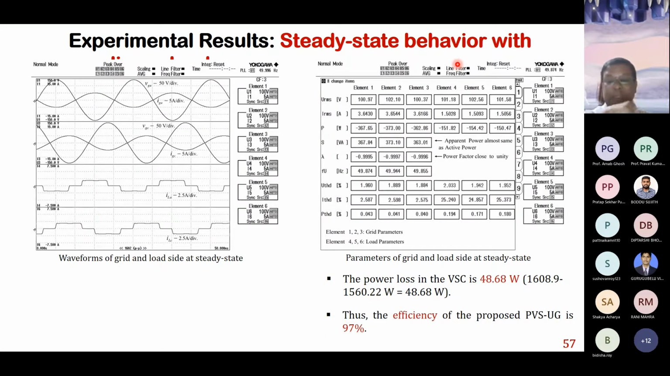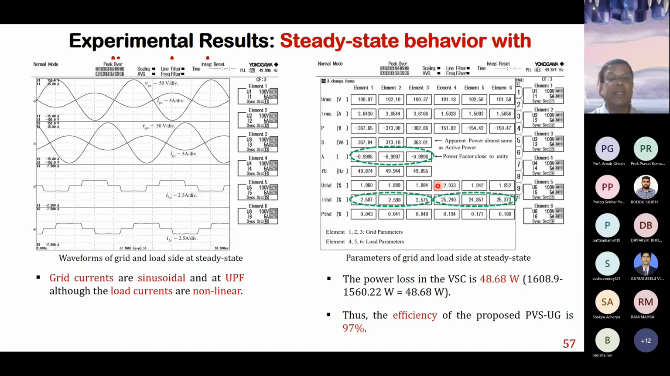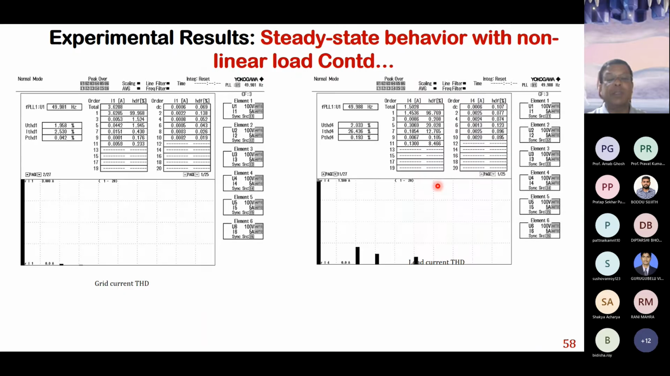And what we see here, of course, is nominal load. Now here, what happens? The power loss in this voltage source converter is 48.6 watt. So that means extracted is this, and this is the supplied power. Thus, the efficiency of the proposed system, the grid connected system, is 97%. And grid current remains sinusoidal, and the unit power factor is achieved.